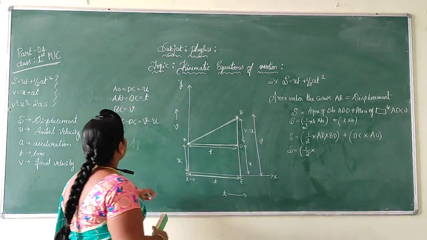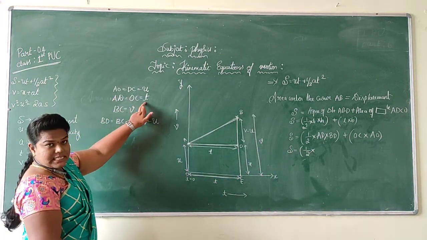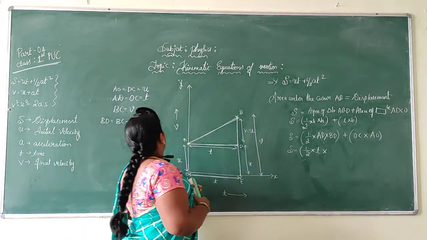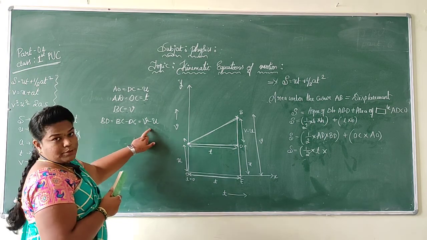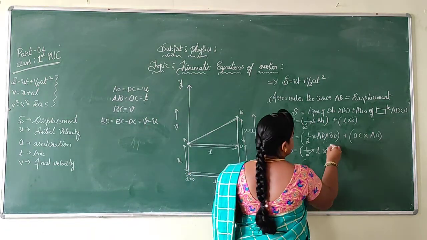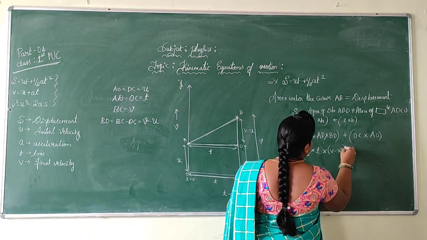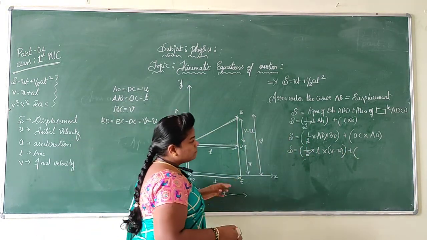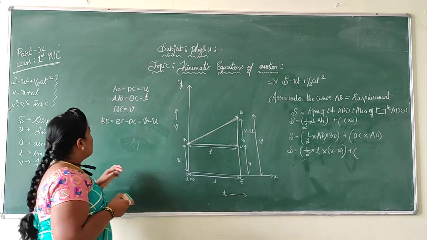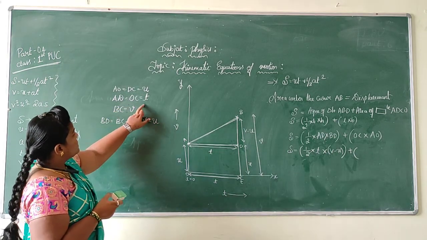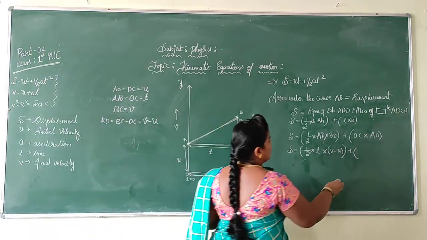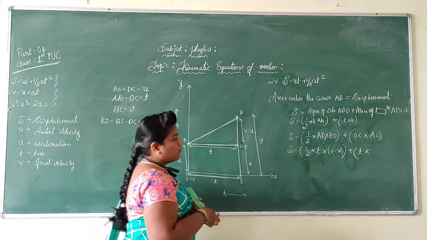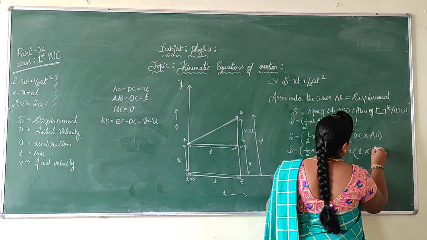What is the value of AD here? The value of AD is T. So substitute here into. What is the value of BD? It is V minus U. Plus, now the remaining OC into AO. What is the value of OC? It is T. Substitute. And what is the value of AO? It is U. Substitute the same thing here.